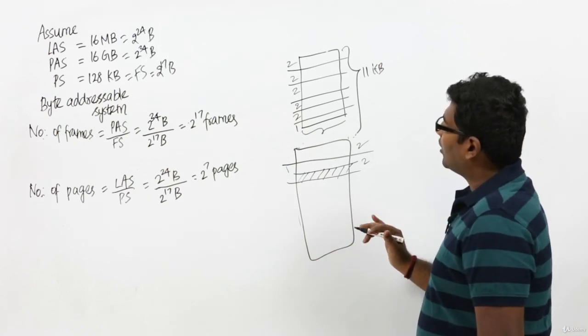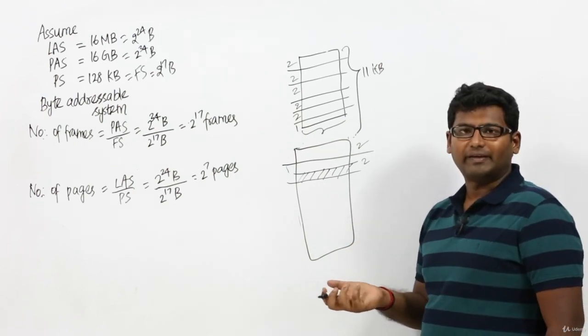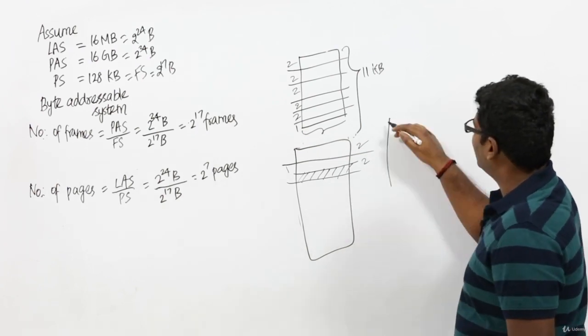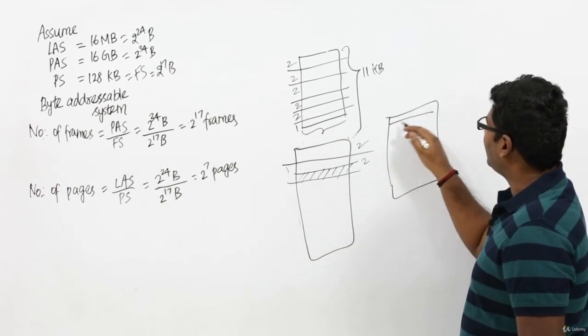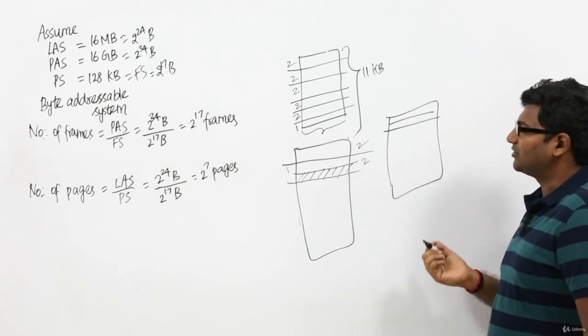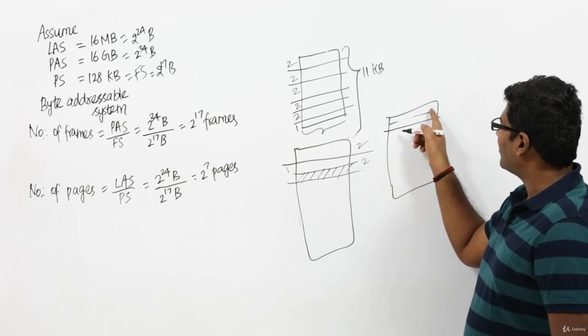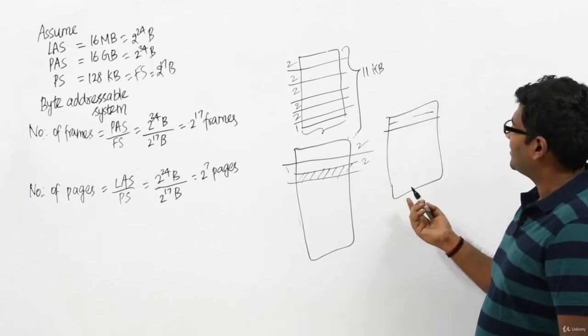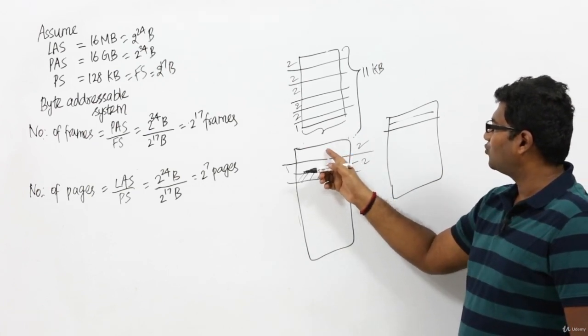Now there is one other situation where internal fragmentation can happen. What is meant by page table? A page table is nothing but entries. We maintain one entry for every page, and this entry will have the frame number. Let us assume the frame size is 2 KB.